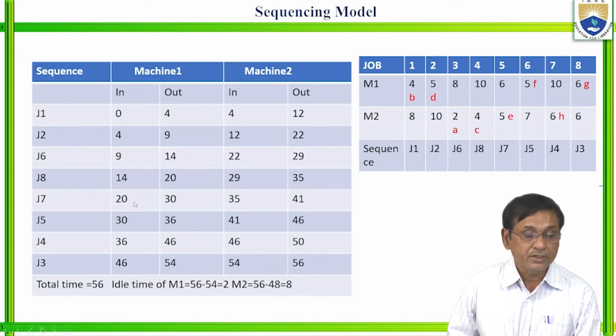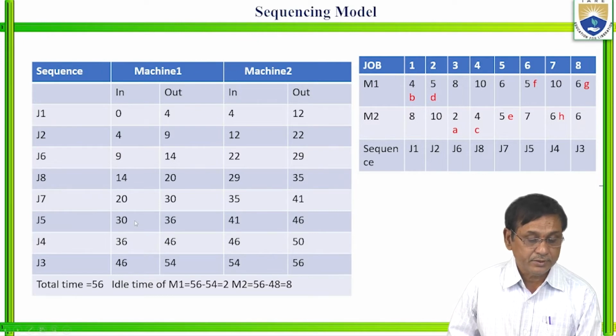Now job 7 goes to machine 1 after 20 hours and is completed after 30 hours. The processing time is 10 hours. So it has to wait for 5 hours because job 8 is still going on machine 2. So after 35 hours, job 7 goes to machine 2 and is completed after 41 hours because the processing time required is 6 hours.